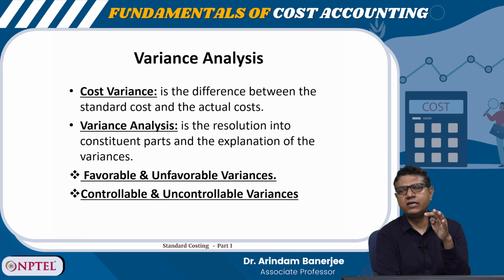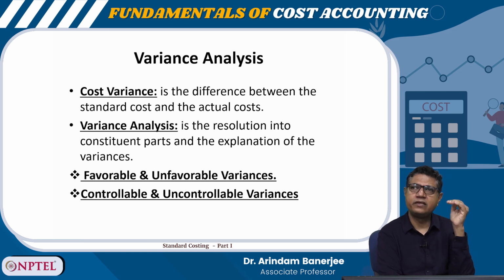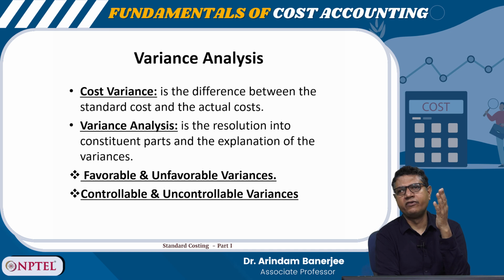Favorable is what? In the case of cost variance, if the actual cost is lower than the standard cost, it is favorable, otherwise it is unfavorable. In the case of income variances like sales variance, if your actual income is more than the standard income, it is favorable, otherwise it is unfavorable. Fine, okay.